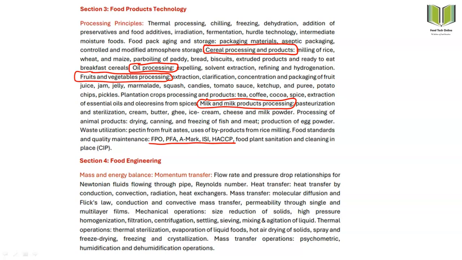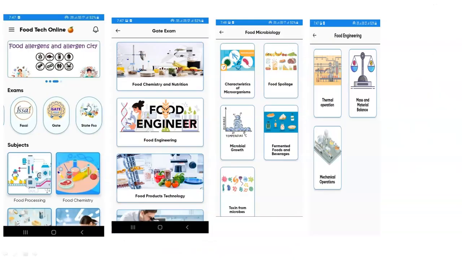So after that comes food engineering. After food products technology, the section which comes is food engineering, in which we will first be seeing the mass and energy balance and momentum transfer. After that we will be seeing the basic concepts of heat transfer. Then we will be seeing the mechanical operations that take place in the food industry. After that, evaporation of liquid foods, drying of solids, spray drying, freeze drying, various mass transfer operations, psychrometry, humidification, and dehumidification operations. After that, the portion gets over.